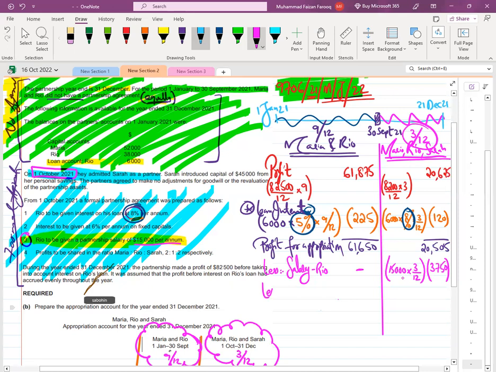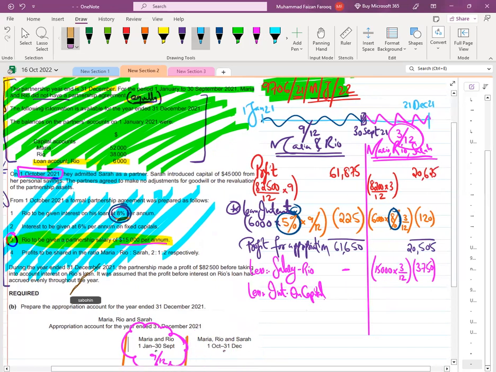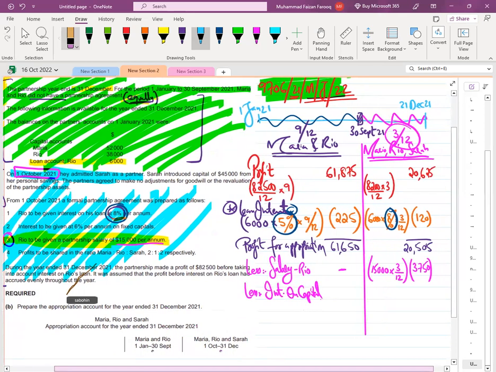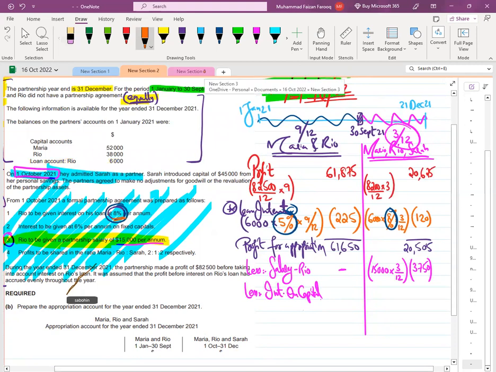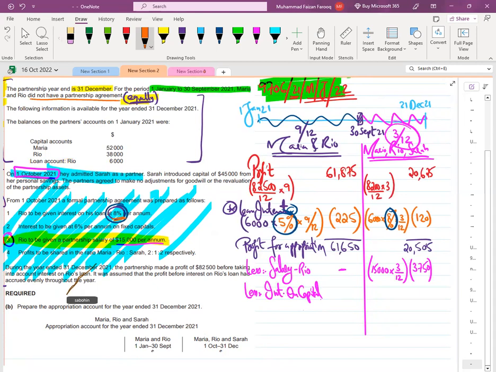After salaries, we know that we have something called interest on capital. Interest on capital is the amount which applies on the capital, on the investment done by the partners, right or wrong? So for the first initial 9 months period, there is no information about interest on capital, and we know if there is no agreement, there is no interest on capital.